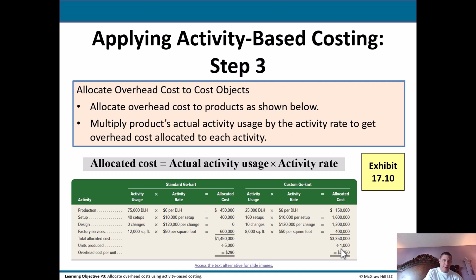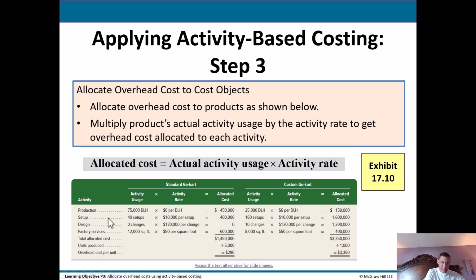So now we're going to allocate the overhead cost to the cost objects. That's kind of what they're doing down here, right? There is the formula: allocated cost equals the actual activity usage times the activity rate. They've split it out into standard and custom. For production, you can see the 75,000 direct labor hours, you can see the 25,000 over here, and you can see where they're plugged in the sixes. Then they're saying, okay, for allocated cost of production, 450,000 versus 150,000 over here. And it's the same logic all the way down.